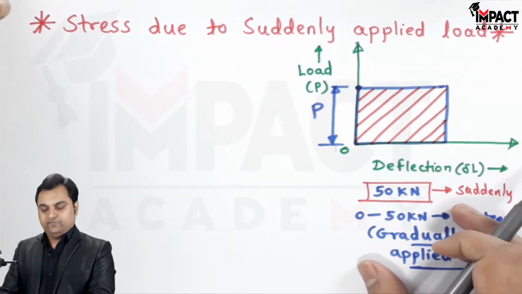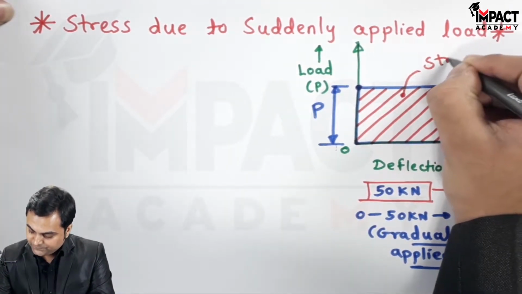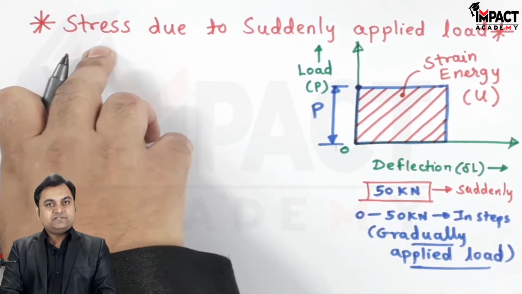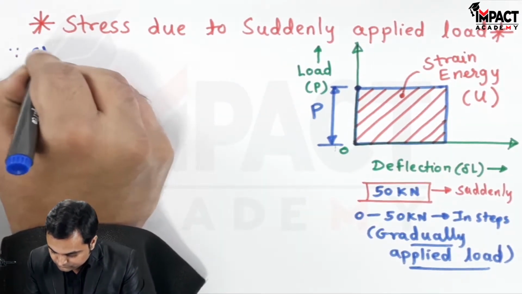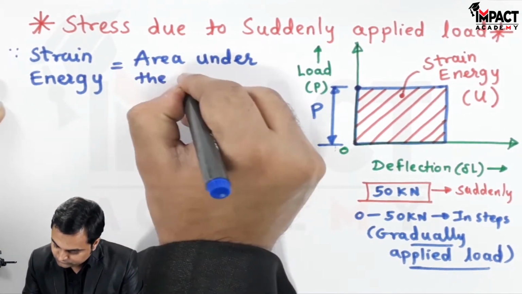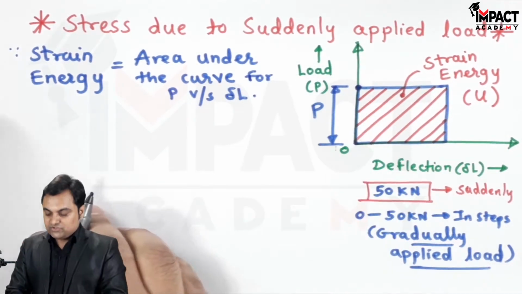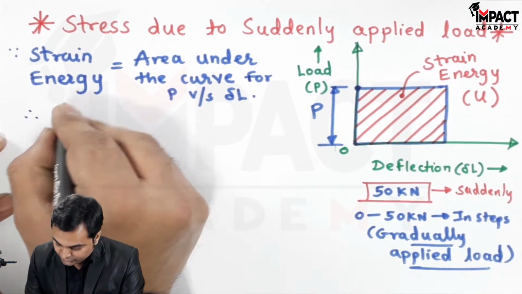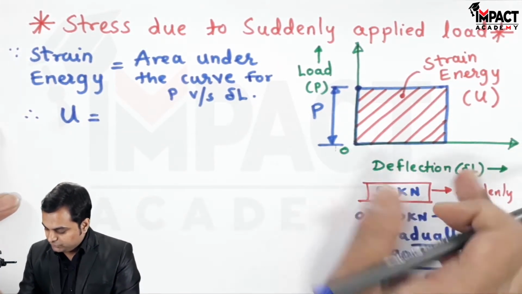And this area under the curve, that is under the load and deflection curve, is nothing but strain energy or the stored energy, also called resilience. So to derive the formula for stress, I'll write down the strain energy. Since strain energy is the area under the graph of load versus deflection, strain energy, denoted by capital U, is the area of a rectangle, which is P into delta L.